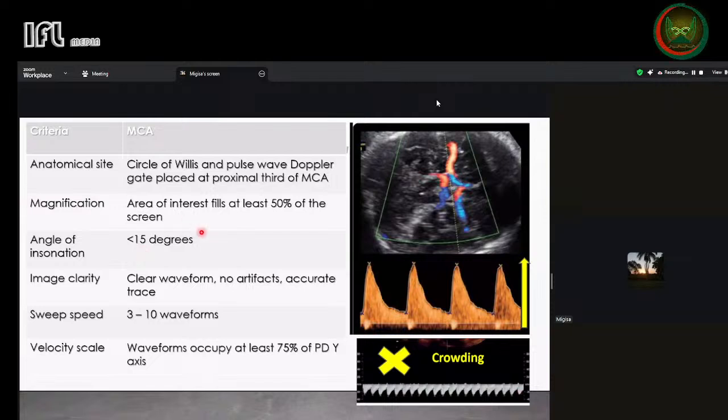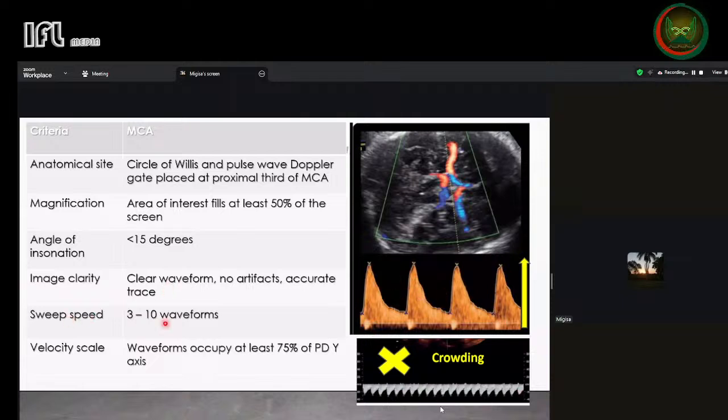Less than 15 degrees is fine. Of course, depending on the fetal position, it's not always that you get a fetus that is lying properly. And then image clarity, you want a clear waveform. As you can see here, no artifacts, so that you can have an accurate trace. Sometimes the waveforms are not really clear because of our settings, maybe your angles are not right, maybe your color, maybe they're aliasing. So you have to work on all that so that you have a clear waveform for an accurate trace.